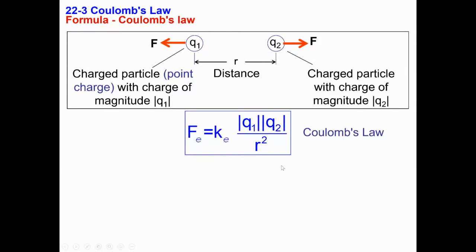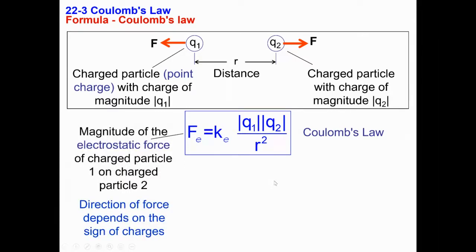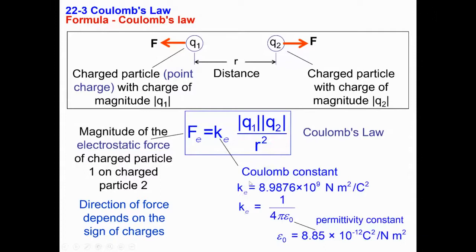Now, in terms of the direction of the force, if the charges are of the same sign, they will repel each other. If they are of opposite sign, they will attract each other. Okay. So quantitatively, the constant K, Coulomb's constant, is approximately 9 × 10^9. It's 8.98 × 10^9 newton meter squared per coulomb squared.